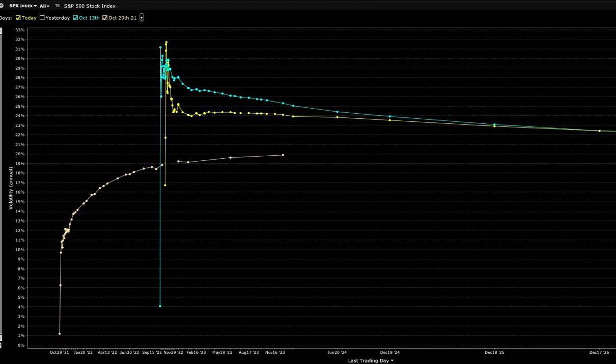Here is term structure for SPX options. So this is the at-the-money implied volatility for every single expiration out in time for the S&P. Now the S&P is currently trading around 3,878 today, which is Monday, October 31st.